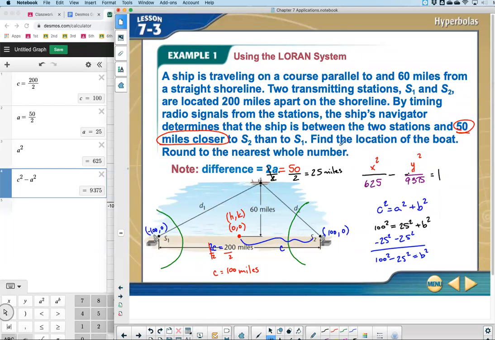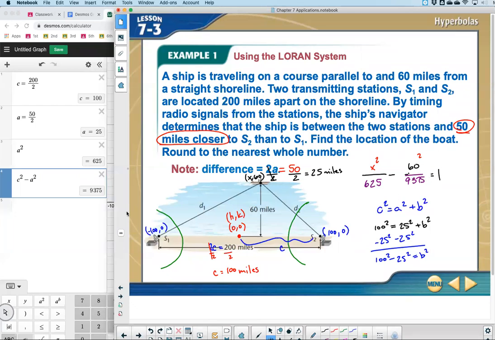We're looking for the location of the boat. All right, so let's just talk about the boat for a second. All we knew about the boat was that it was 60 miles offshore. Is that an x value or a y value? That's a y. What we don't know is the x. If you wanted to solve it, you could plug those numbers in and do some algebra. I'm just going to let the calculator do the algebra for me.